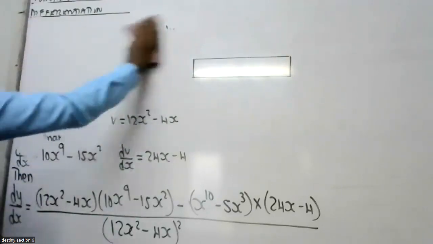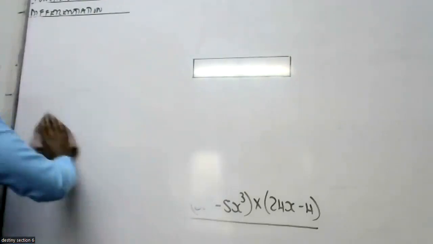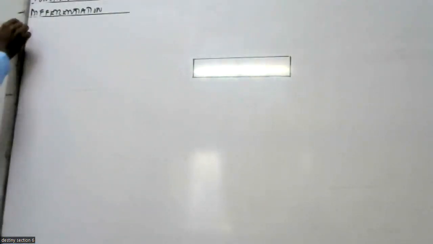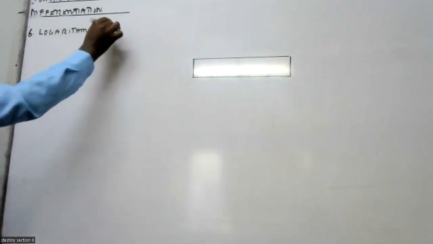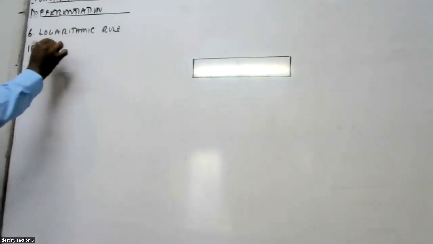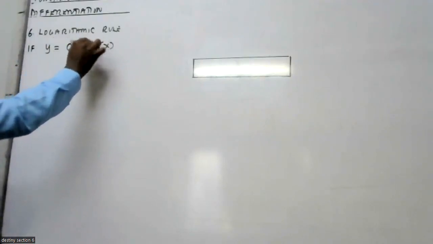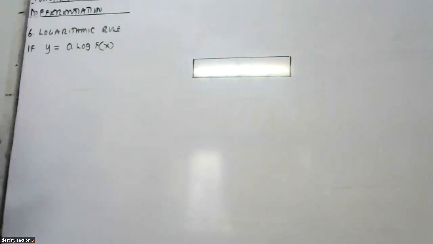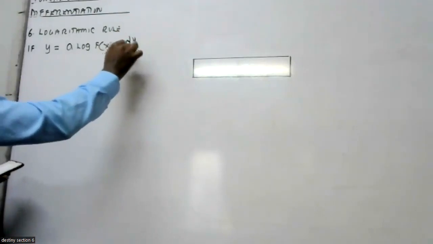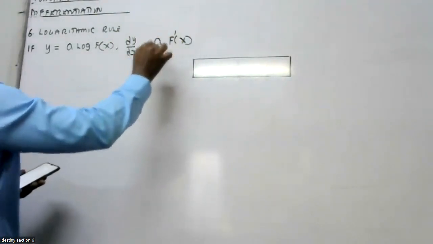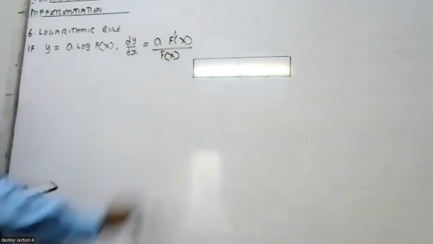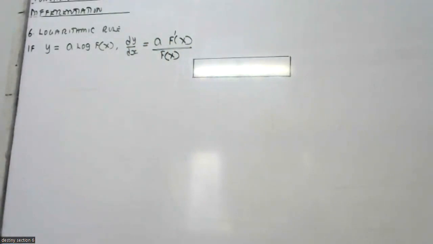The next one that we need to be familiar with is called the logarithmic rule. So in the logarithmic rule, we say if y is equal to a log of f of x, dy dx will be equal to a, the differential of that function, you divide by that function.